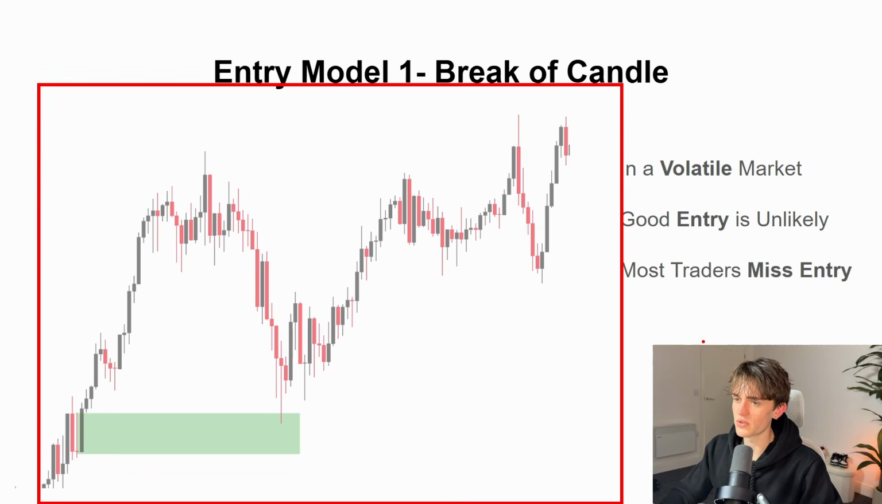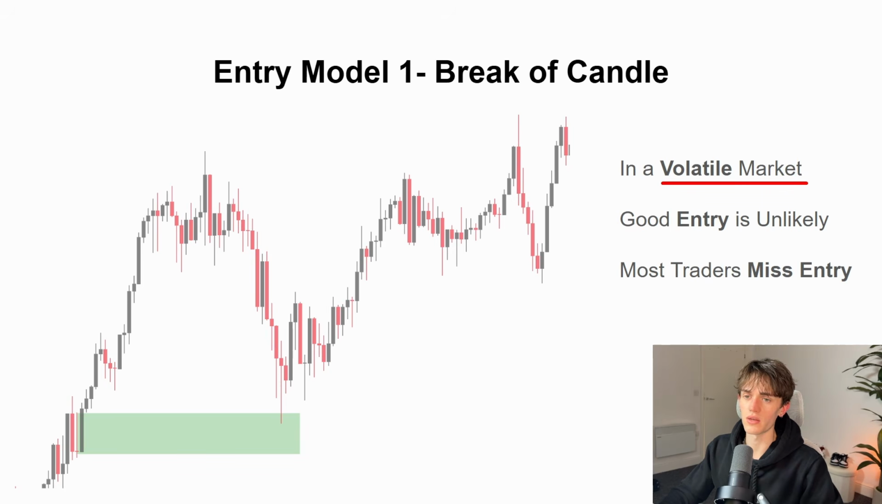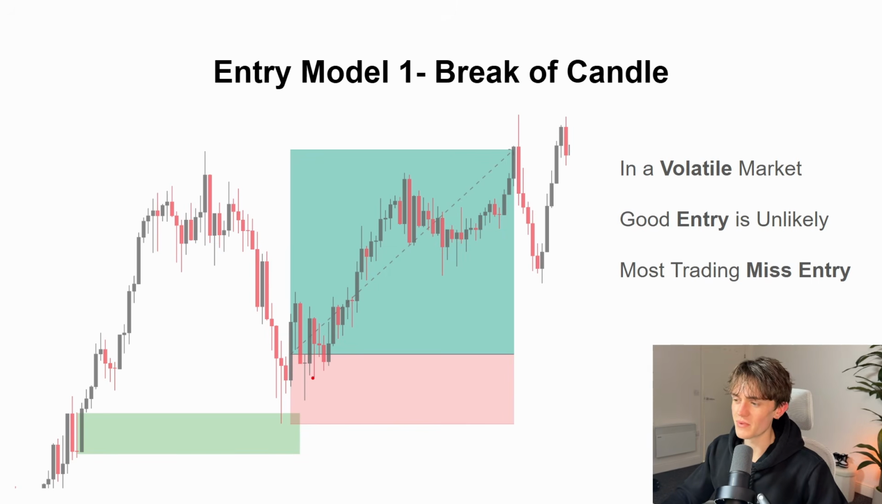As you can see in this screenshot, we are in a volatile market, meaning once we wick our zone, a good entry is unlikely to get, which is just going to mean that most retail traders are going to miss their entry once we start getting all of these rejections to the upside. Now, how do we prevent ourselves from missing our entry altogether? Well, like I've just explained, once price breaks the high of the previous candle, that is going to determine our entry price.